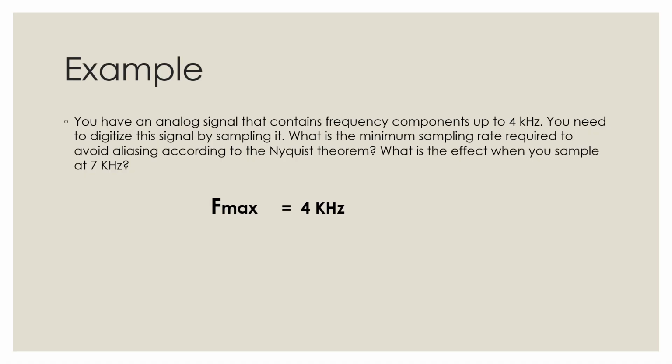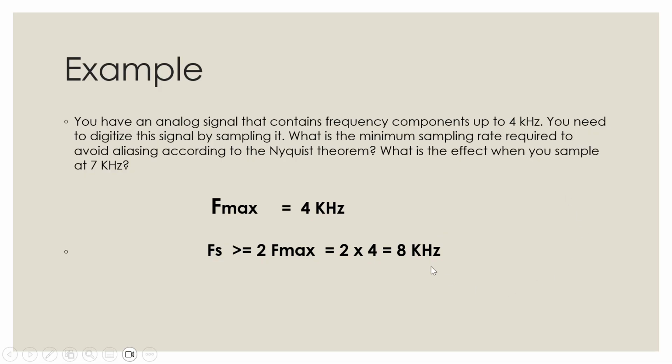As per the question, the maximum frequency is given as 4 kHz. So we need to use this Nyquist rate to calculate the sampling rate. The sampling rate is greater than twice the maximum frequency of the signal, that is 2 times f max, which is equal to 2 into 4, which is equal to 8 kHz. So the sampling frequency is 8 kHz.